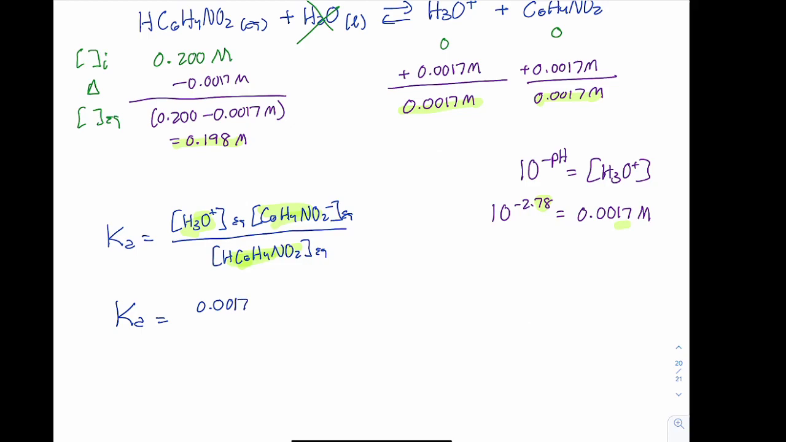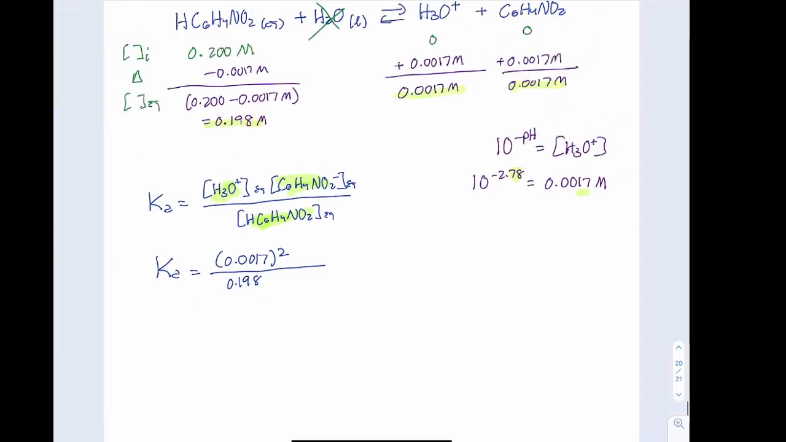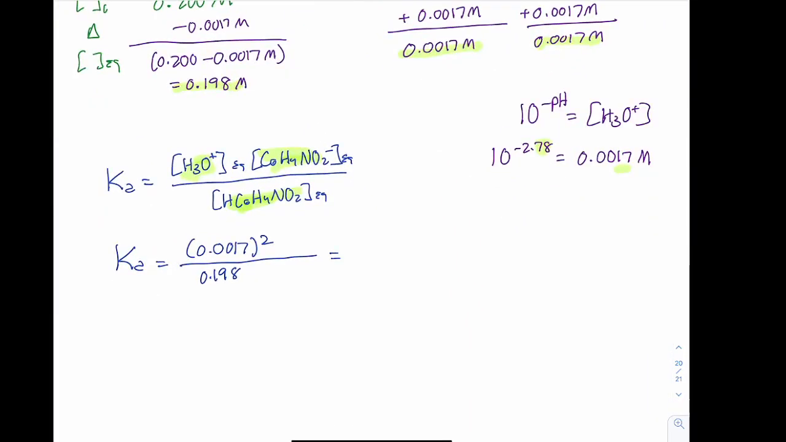So 0.0017 molar times 0.0017 molar, so squared, over 0.198 molar. I am dropping my units because we don't need to show units with our equilibrium constant. If you wanted, I would have just molar for this one. So typing into my calculator again, and I get 1.5 times 10 to the negative fifth for my value for my equilibrium constant.